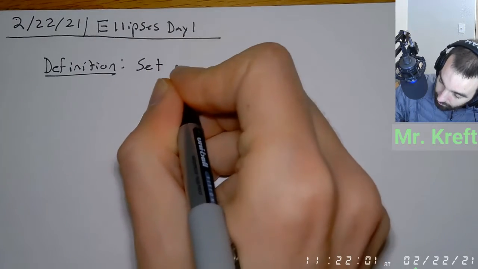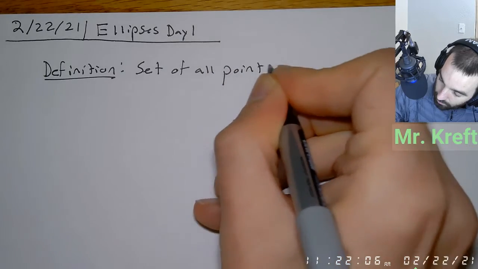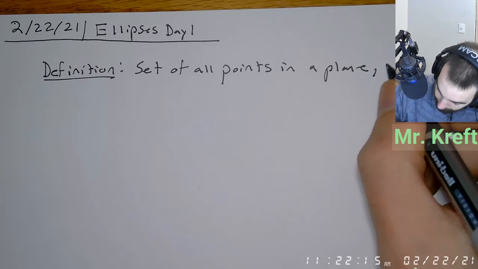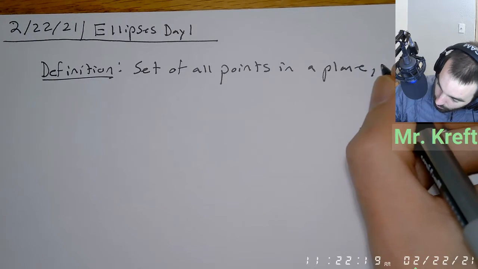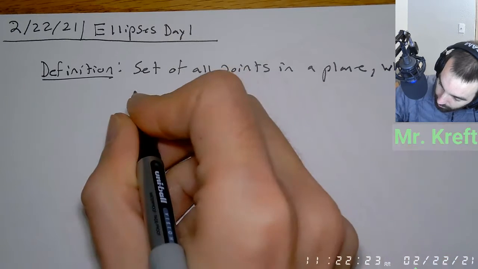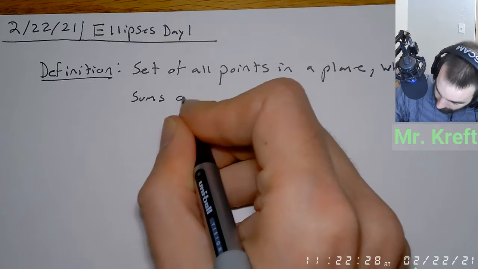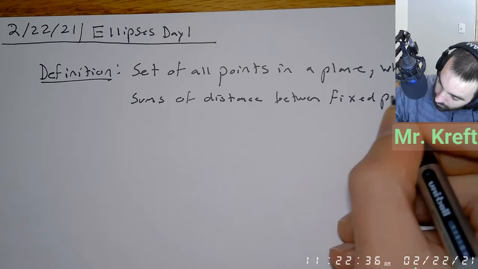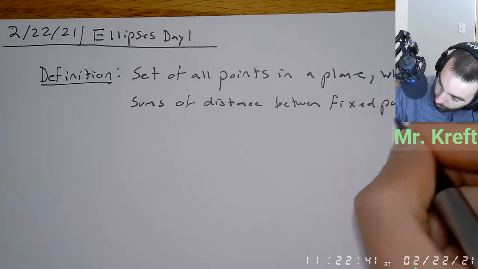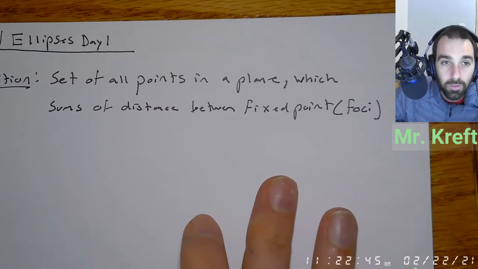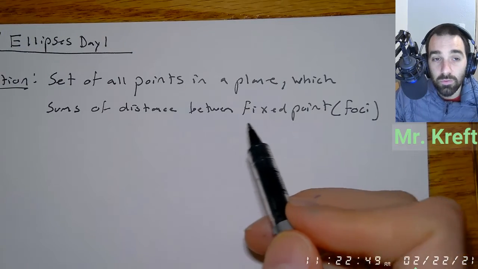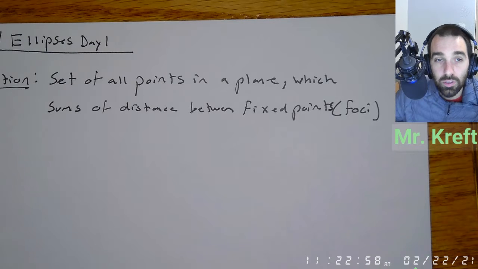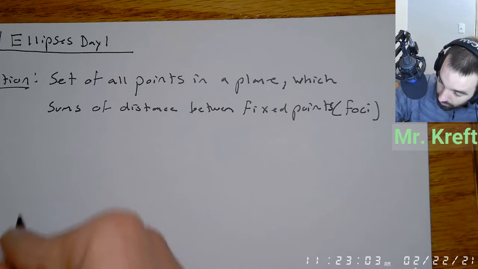Okay, so it's the set of all points in a plane for which the sum of the distances to two fixed points, which are called foci, is constant.